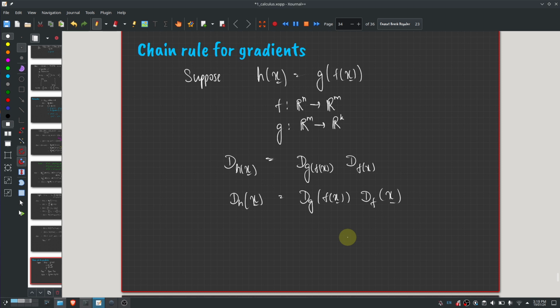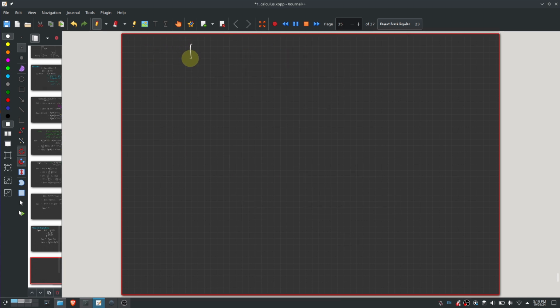Okay, so let's look at an example. Suppose I have f of x equal to the 2 norm of Ax plus b, squared. My goal is to find the derivative of f evaluated at x. Now I could potentially just expand this quantity out and evaluate the derivative. But an easier way is to write this as a composition of two functions. So this is g of f of x, where g is simply the 2 norm squared and f is simply Ax plus b.